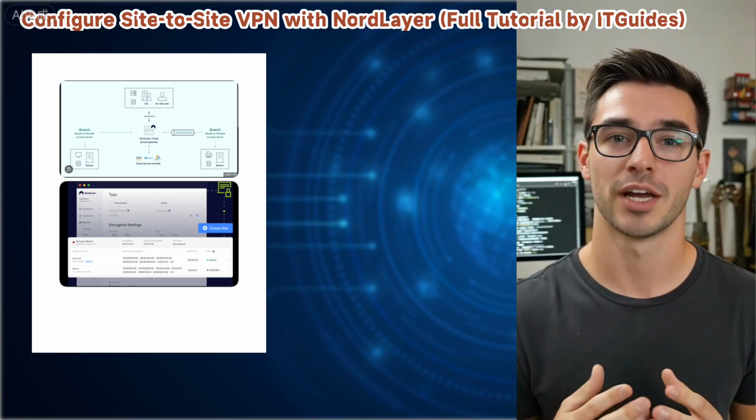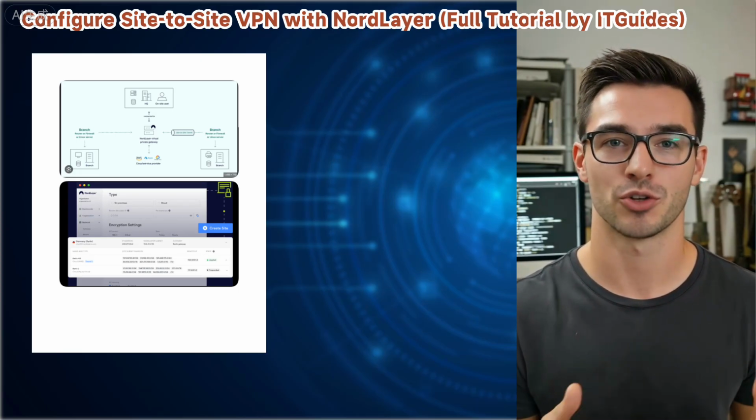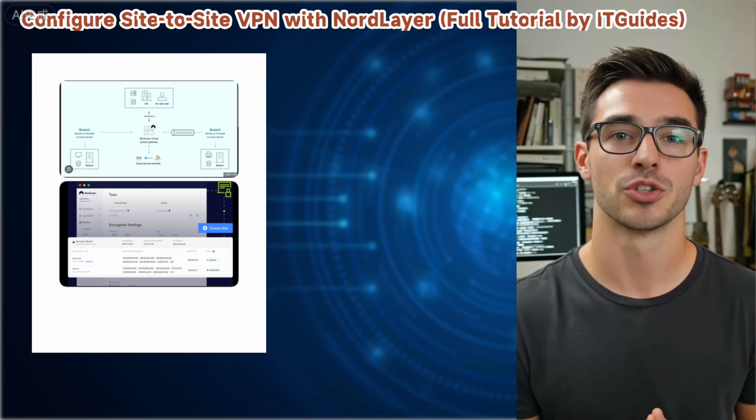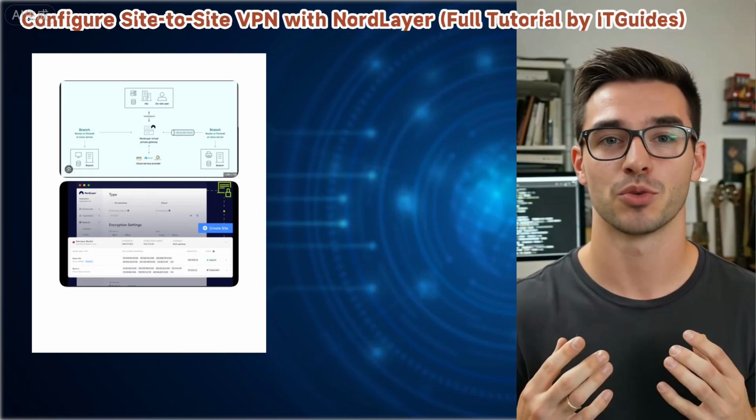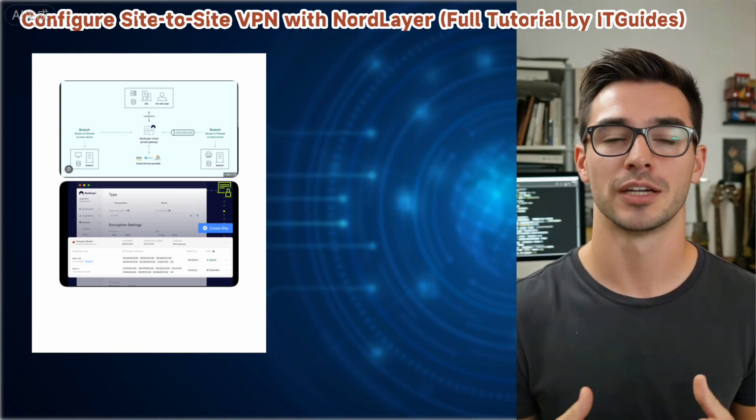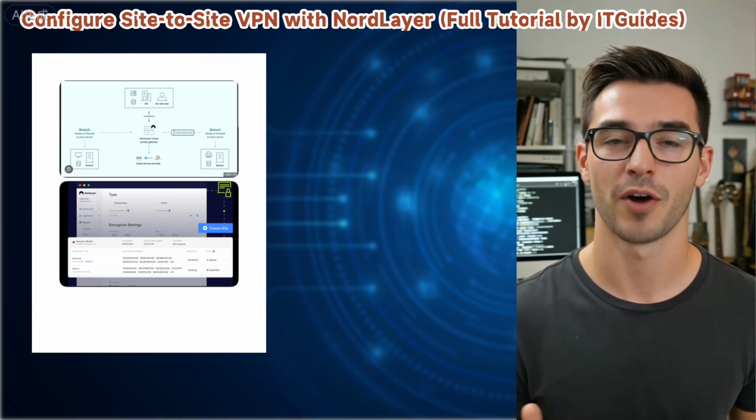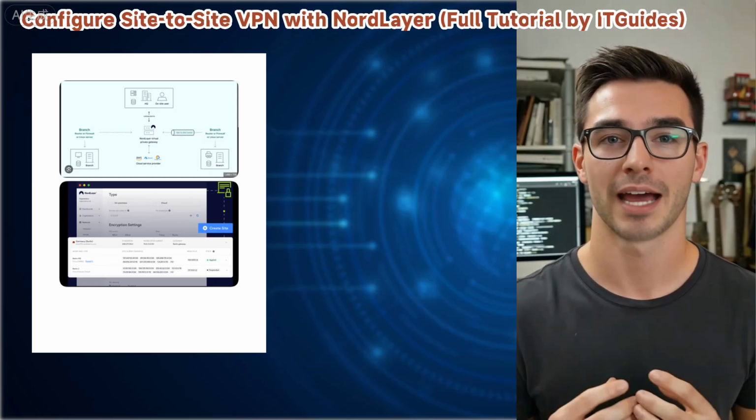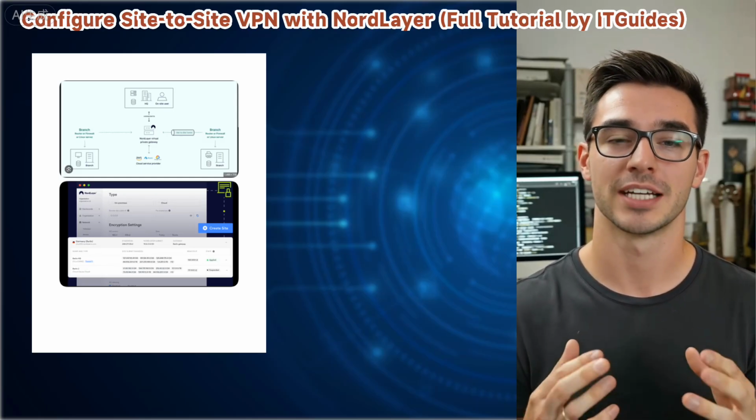Details. 1. Create a private gateway in NordLayer if not already. In the NordLayer admin console, go to gateways or private gateways, create gateway, choose region, name and type, dedicated or private. Note the gateway IP and any instructions NordLayer shows for site-to-site.